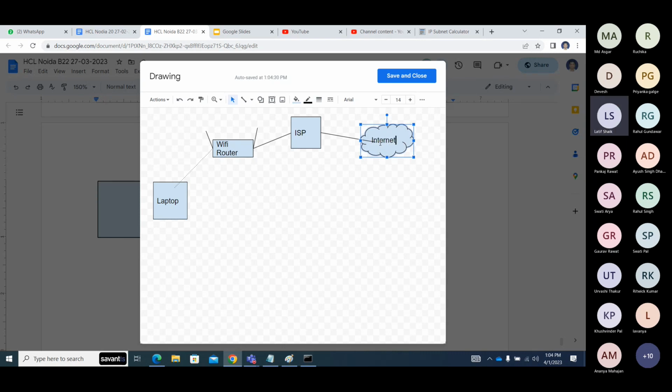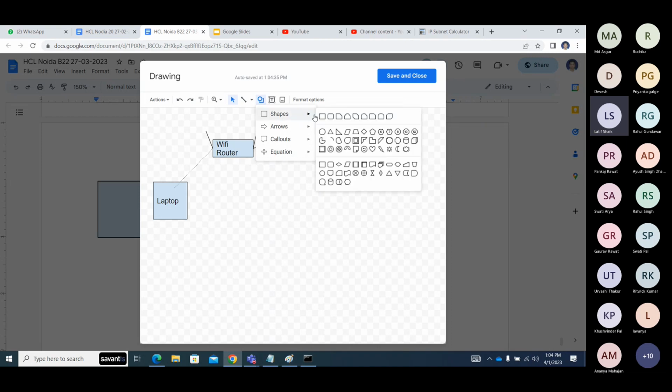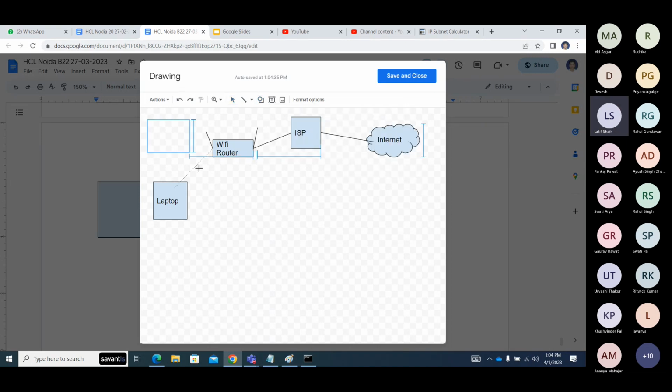Guys, internet is a public network. To connect to the internet, we are connecting through the ISP. In local, we have a local area network. This is my complete private network.